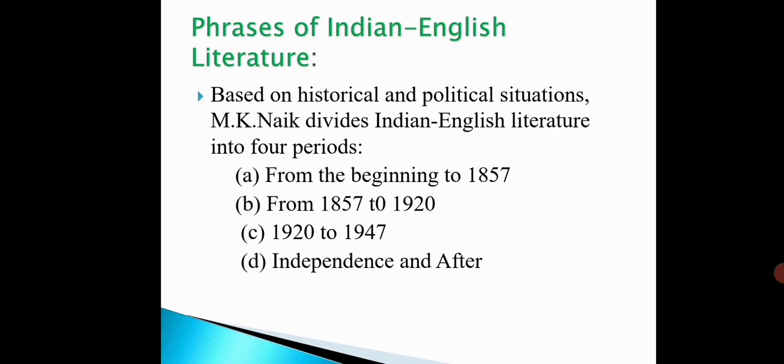And the second phase is from 1857 to 1920. 1920 is important because it is the time when Mahatma Gandhi emerged as one of the pioneering nationalist heroes on the Indian scene. Next is from 1920 to 1947. 1947 is important because in that year India gained its independence from British rule. And the fourth and last phase made by M.K. Naik is from independence and after. That means it is still going on.